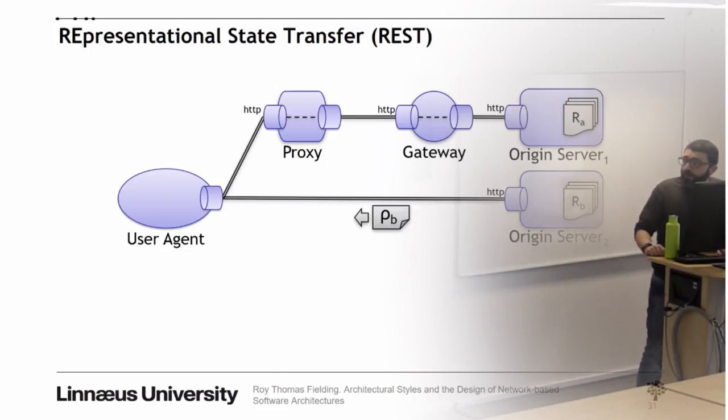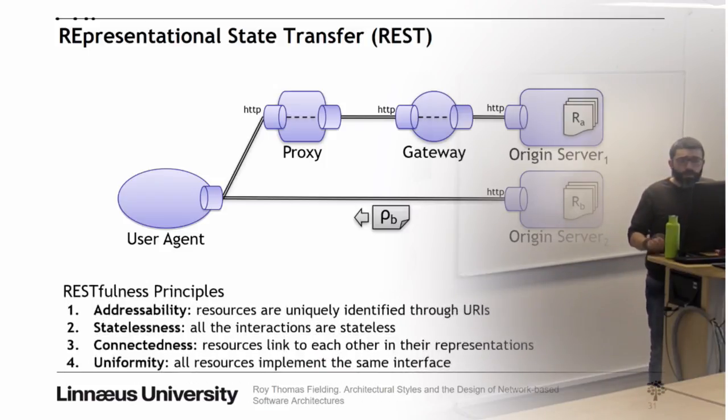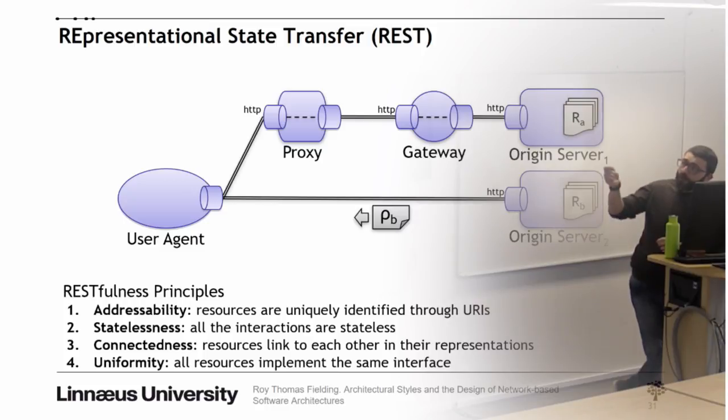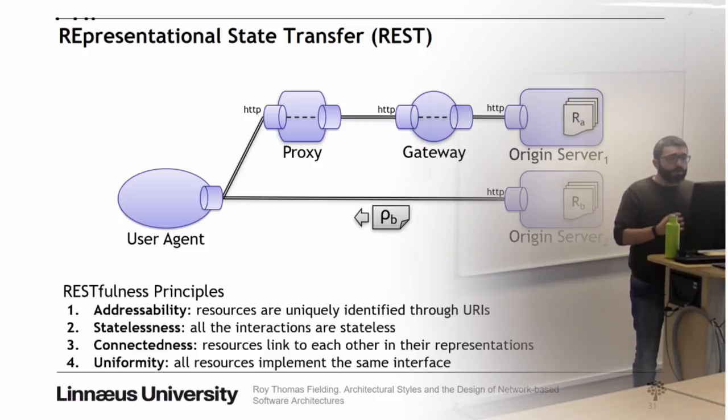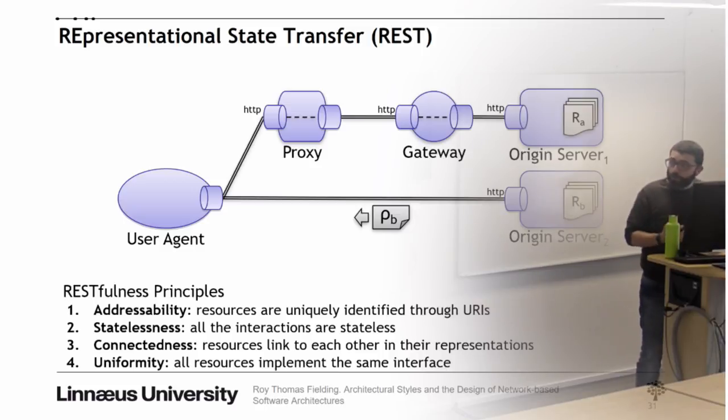This type of architectural pattern relies on four design principles, which are very important. First, addressability. Oh, sorry, I forgot to say: a very important entity in this representational state transfer is the resource. Every single origin server maintains a resource. A resource is the state. So every single origin server has a state. This state is known as a resource.